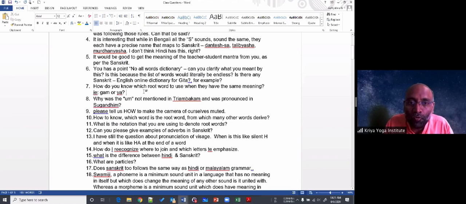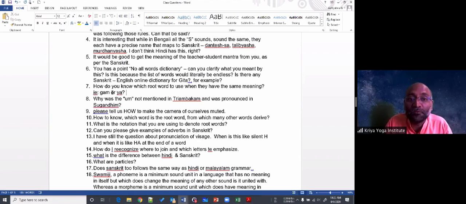How do you know which root word to use when they have the same meaning, like gam or ya? When I was explaining the class for verbs, I told you that gam is a root which means to go, and Sanskrit has many roots which have the same meaning. So one root has many meanings, and one meaning has multiple roots to cover it. How do I know? Actually, both are applicable. In some cases there is a slight difference. In some cases the differences are negligible, and you can use either one.